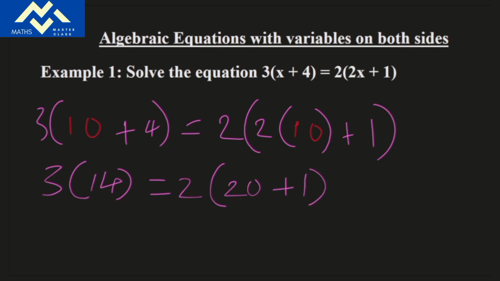Next, 3 times 14 equals 42. And 20 plus 1 equals 21. And 2 times 21 is 42. So, the left-hand side and the right-hand side have the same value, 42. This means the equation is balanced when x equals 10.